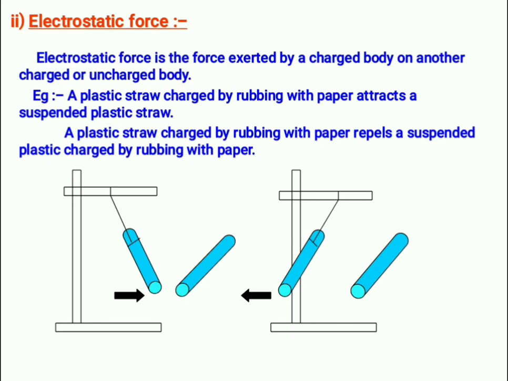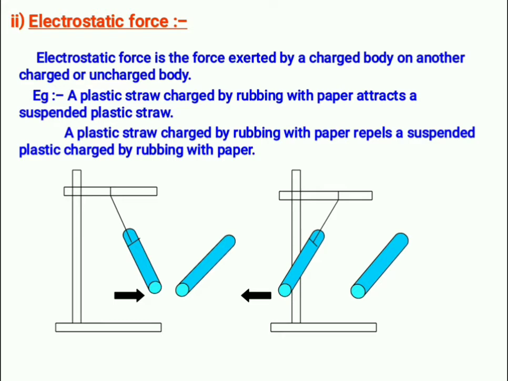The next is electrostatic force. So electrostatic force, what is it? Electrostatic force is a force exerted by a charged body on another charged or uncharged body. So electrostatic means a charged body attracting or repelling a charged or uncharged body. For example, to study electrostatic force, there is a chapter itself in 8th standard, where we will study more about it. But in this chapter, very little information is given.